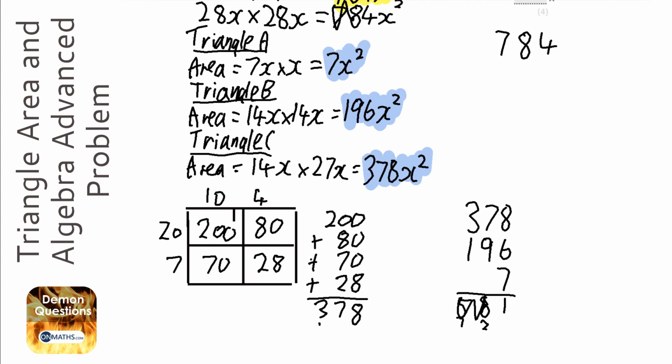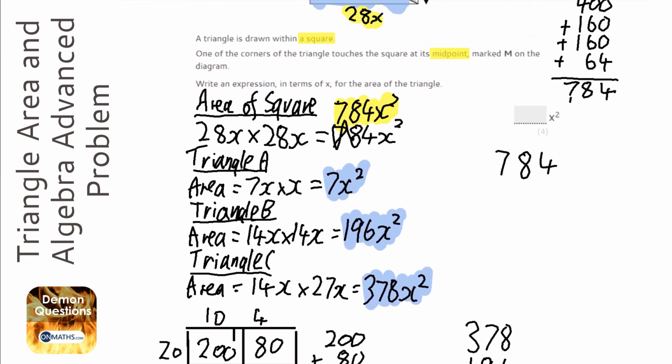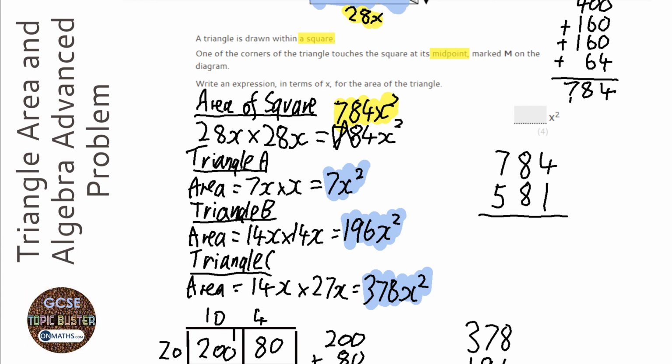Oh, I'm not doing very well in this. 581, let's write that again. 581 is the total of our triangles. So we want to take away 581 from the area of the square. So don't forget that this is the area of the square. Okay, and this is the area of the triangles we don't want. So 4 take away 1 is 3, 8 take away 8 is 0, 7 take away 5 is 2. So the answer is going to be 203x squared.